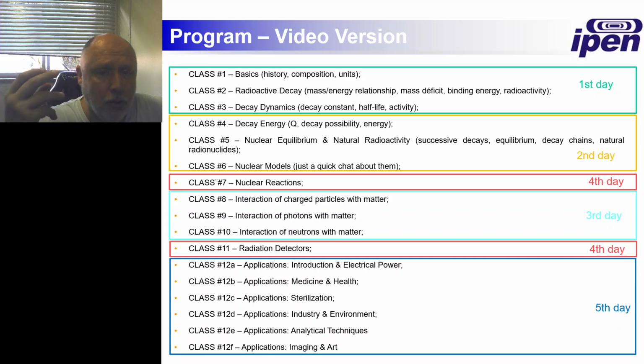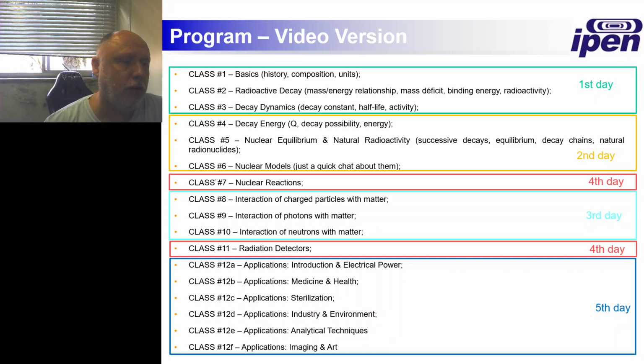Then on the third day, here's a small thing I changed. I prefer talking about nuclear reactions before talking about interaction of radiation with matter, but you can do the opposite too. Okay, in class I have to do the opposite because of how to fit on the days. But so here, class number 7 is something I usually give on the 4th day, which is nuclear reactions.